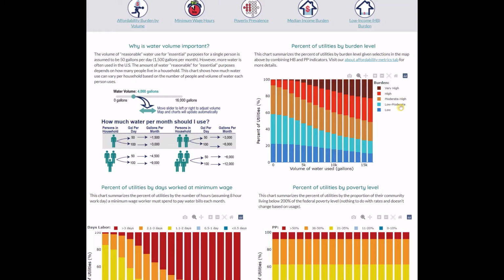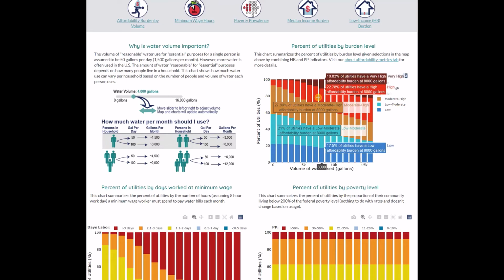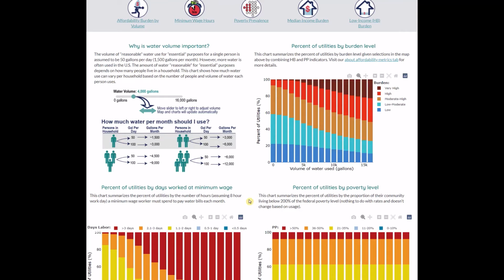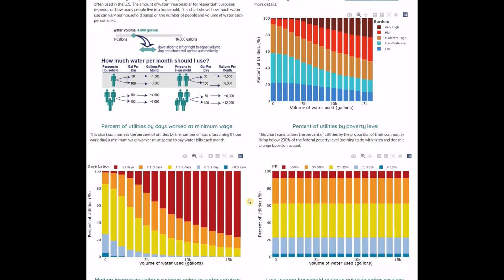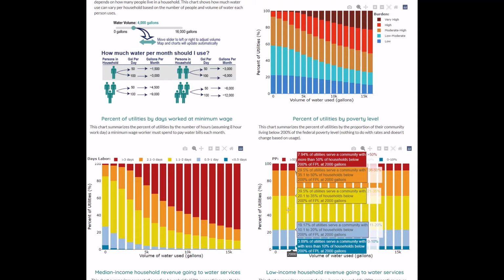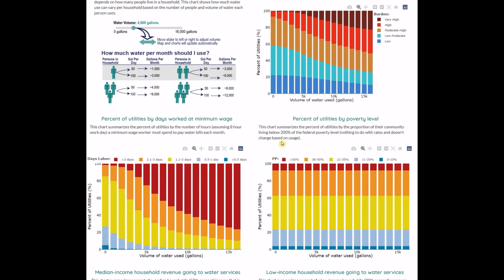In the affordability burden chart, we see the percent of utilities classified as from low to very high burden. The colors in this chart match the affordability colors on the map. If you put your mouse over the chart, you will see text to help you interpret the chart. For example, at 4,000 gallons, 2% of utilities are classified with a very high burden, while 21% have a low burden. In the next row of charts, we have the minimum wage hours and poverty prevalence metrics. The poverty prevalence metric on the right does not change with water volume. It is based solely on the income of those living in the service area of the utility.